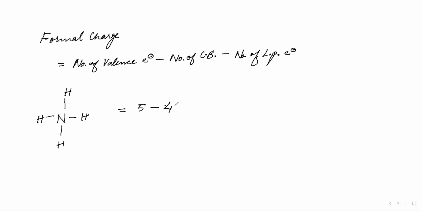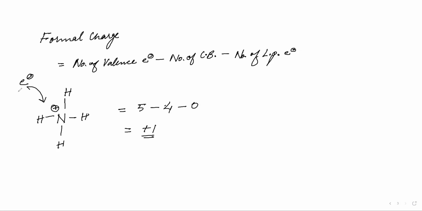And how many lone pair electrons can you see here? 0. So what will be the formal charge? +1. Okay. Now just remember this. Even though nitrogen is positively charged, it cannot form another bond.